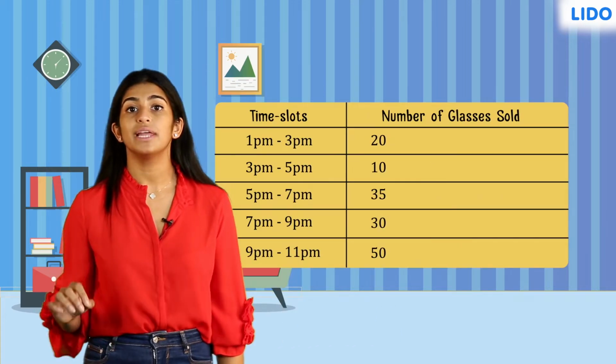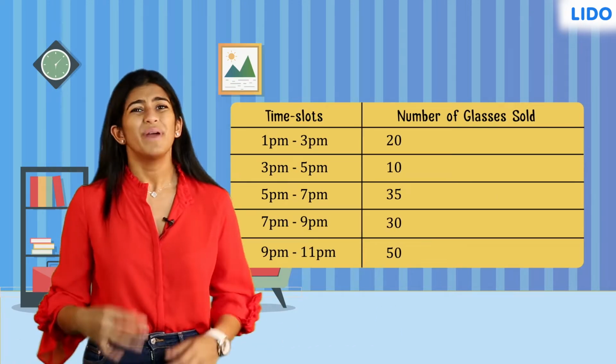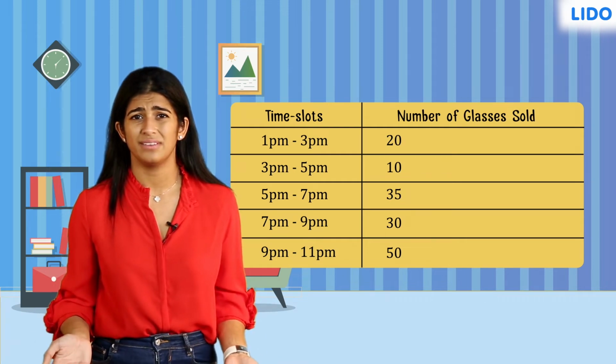Hey y'all, I really need your help today. Yesterday, I had put up a milkshake counter in my neighborhood carnival. I've tabulated the data of the number of milkshake glasses sold every hour, but I can't draw any conclusions from this table at a glance.